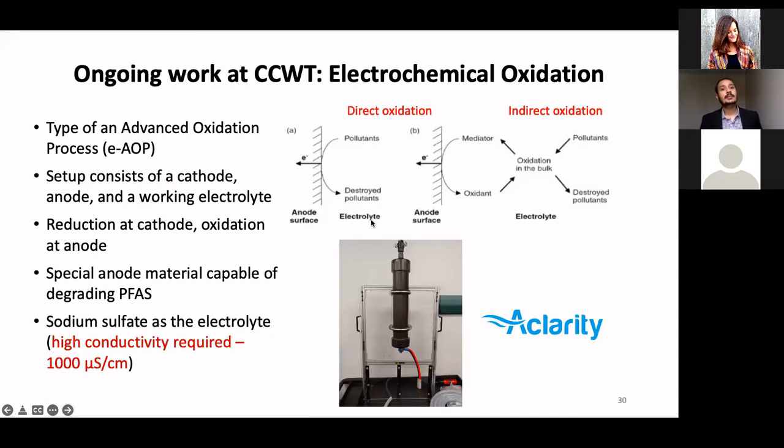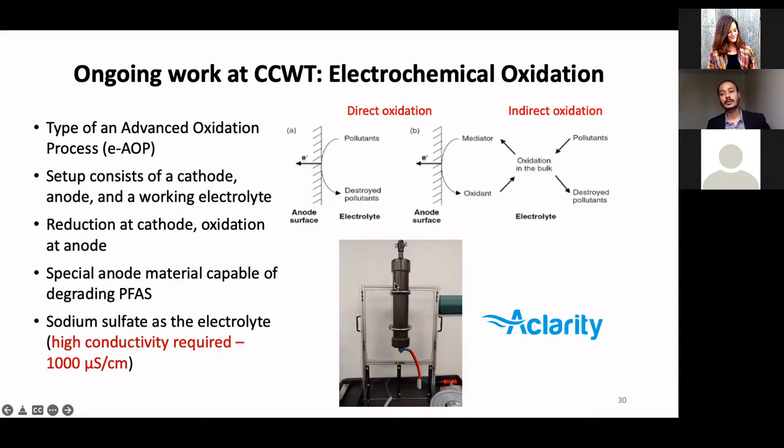So I'd like to highlight some of the ongoing work at the Center for Clean Water Technology that looks at destructive technology of PFAS. One of the technologies that we are evaluating is electrochemical oxidation. It's a type of advanced oxidation process, but it uses electrical energy to induce reactions. The setup consists of a cathode, anode, and a working electrolyte, and reduction happens at the cathode and oxidation of contaminant happens at the anode.